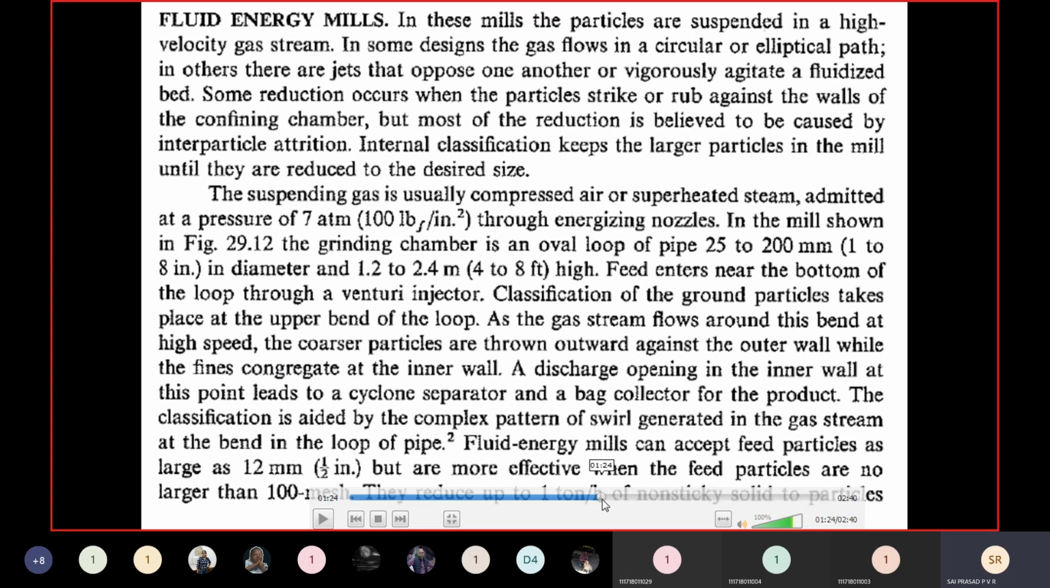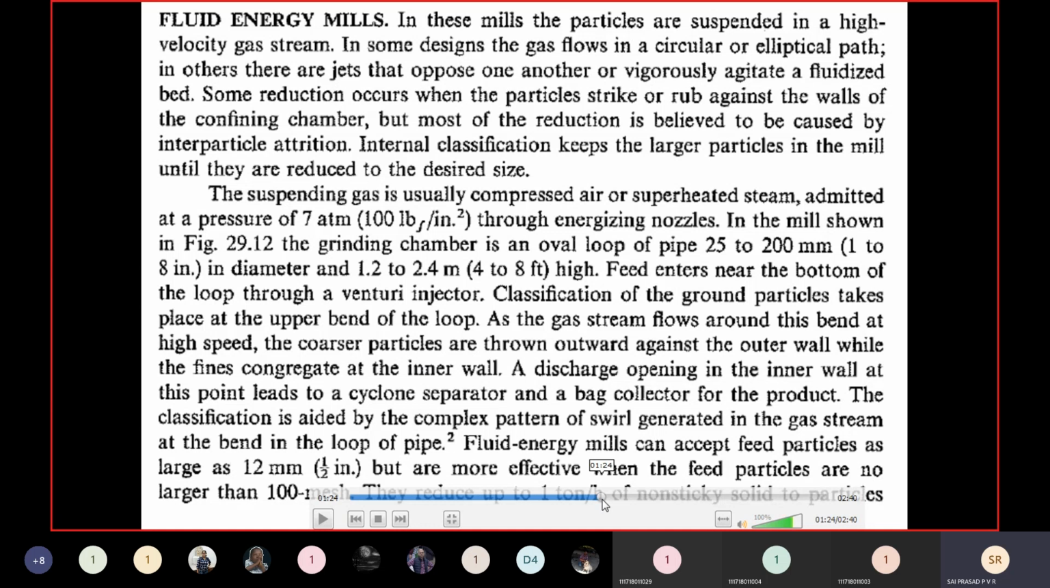The suspending gas is usually compressed air or superheated steam admitted at a pressure of 7 atmospheres through the energizing nozzle. So you can imagine how much steam we are going to require here, on a continuous basis, or air on a continuous basis. With this, you can imagine how much energy we are giving. If you do the heat balance, how much coal or energy is required to make superheated steam at 7 atmospheres? So much is required for what purpose? For reducing a small particle to an ultrafine particle.